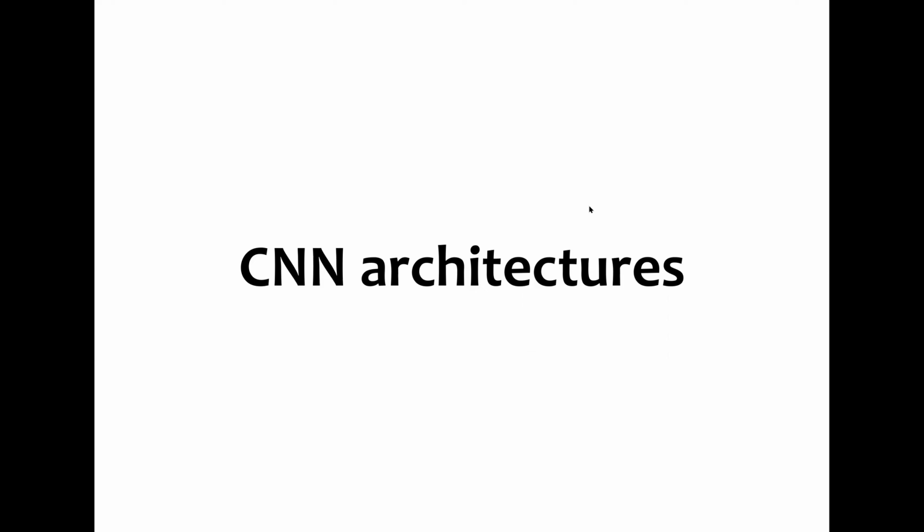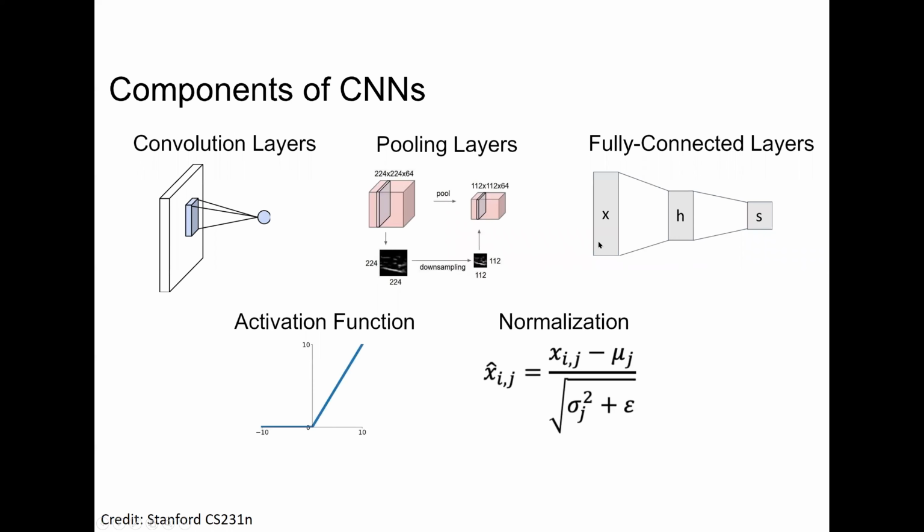Okay, let's talk about CNN architectures. These are the components of CNNs, convolution layers. We talked about it, and we also talked about pooling layers. Where did you use pooling layers?